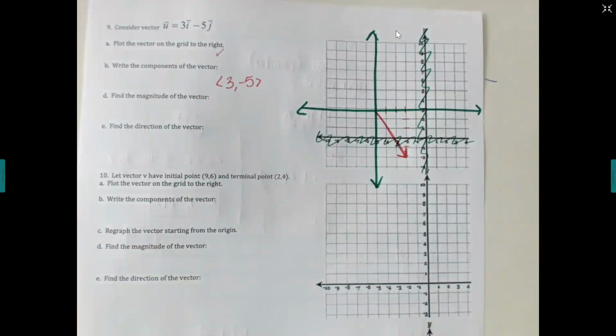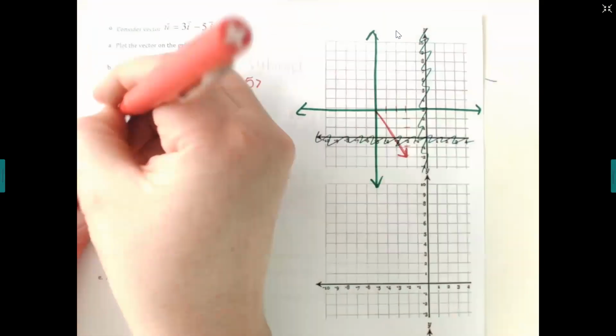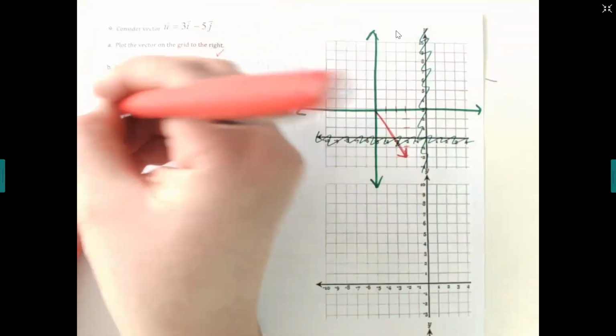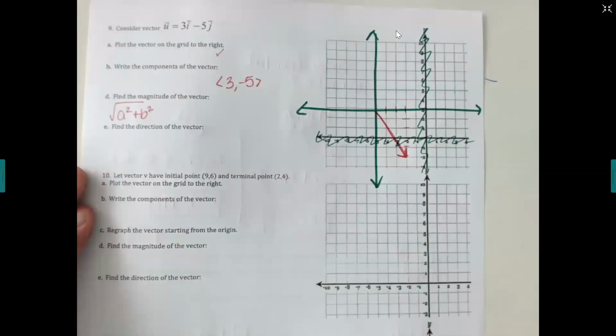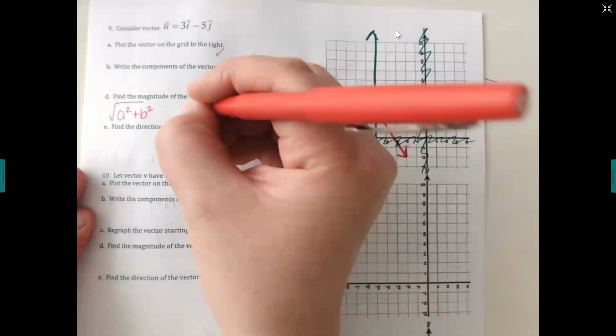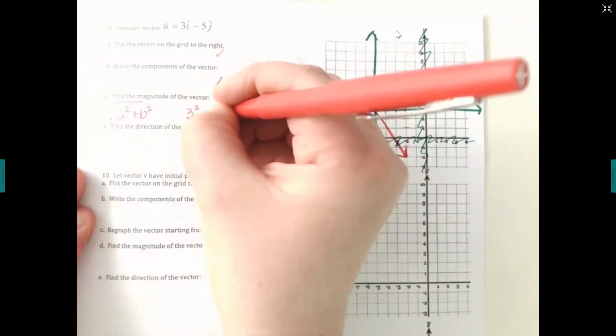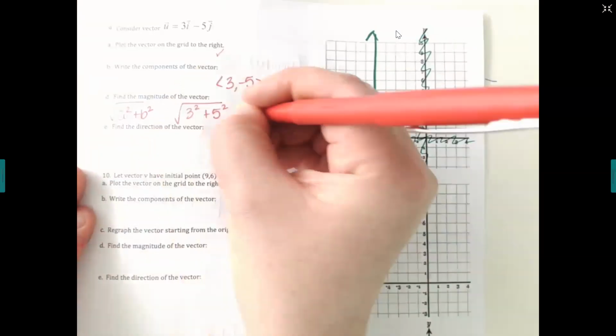I erased it off the board earlier, but do you remember the formula for magnitude? A squared plus B squared, and then take the square root. Do I care about any negatives in the vector? No. So it'd be 3 squared plus 5 squared, then take the square root.